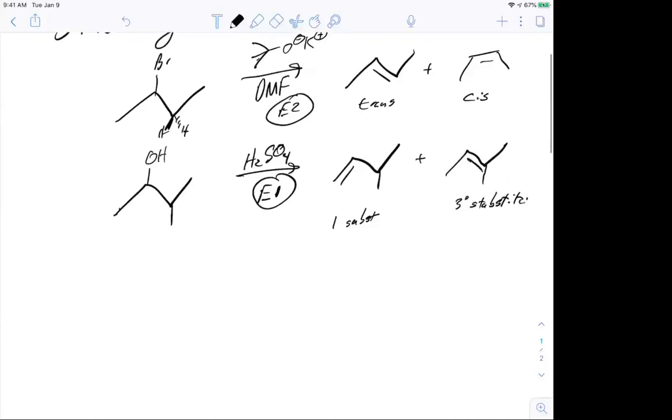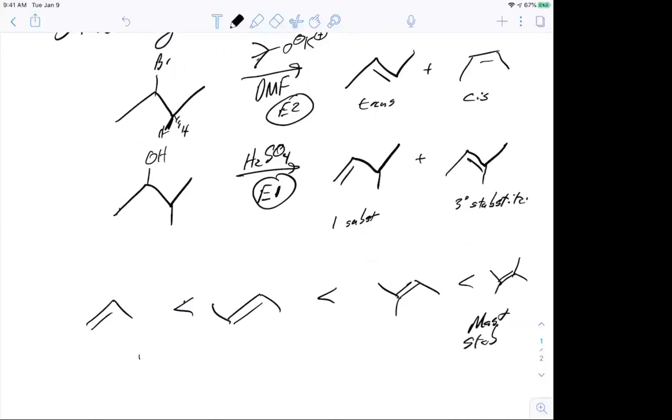In general, the stability of alkenes is such that mono-substituted is less stable than di-substituted, which is less stable than tri-substituted, which is less stable than tetra-substituted. So here we have the most stable, and the least stable.